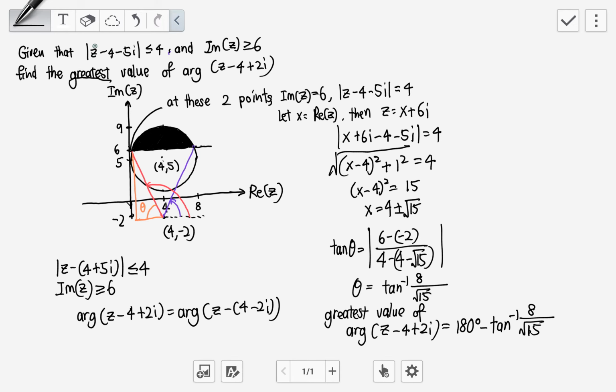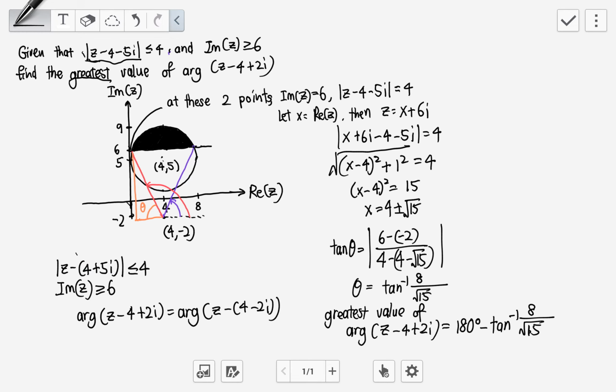So this tells us that the distance between z and a particular value is smaller or equal to 4. Let's rewrite this in this form. We factorize out the negative 1 and get 4 plus 5i. So this essentially means that the distance of the point z from the point 4 plus 5i is smaller or equal to 4. Right, then let's trace it out.